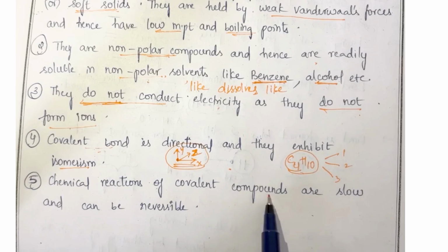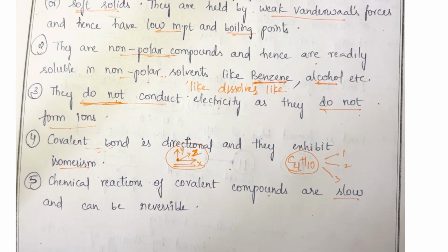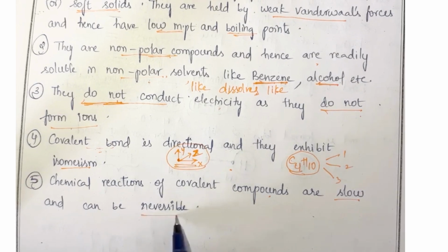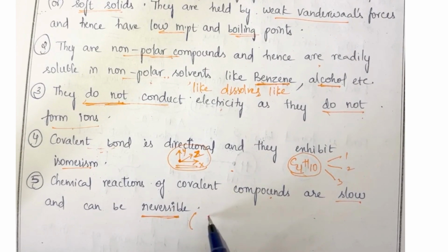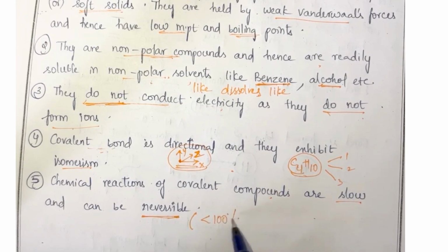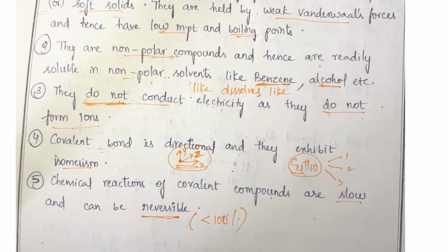Chemical reactions of covalent compounds are slow. In fact, it takes some months or years also for few reactions to be completed, and they can be reversible. That means the reaction will not be up to 100%. The reaction will be completed up to less than 100%. So these are the main properties of covalent compounds.